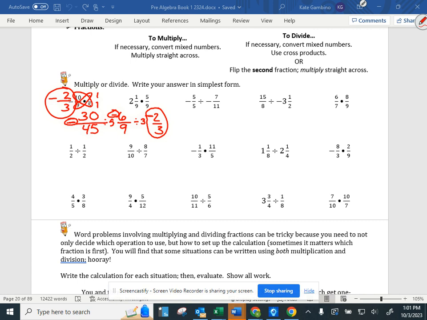So yes, you can cross simplify first and then multiply. That works also. We get the same answer. It's what you're comfortable with. If you learned the cross simplifying last year and you get it, you love it, use it. If you say, oh, you know what, it's easier for me to multiply and then simplify, do that. We get the same answer. Okay? What I care about is that you get the correct answer.